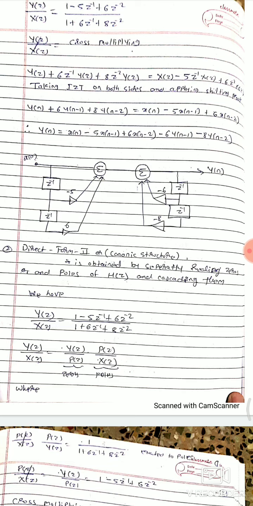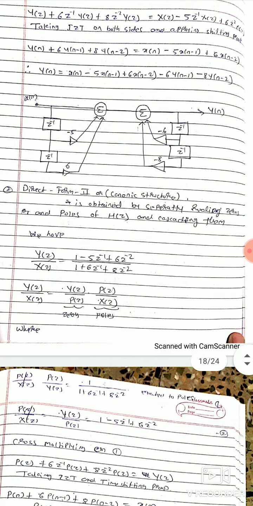Okay, so this is x(n), this is y(n). These are delays with multipliers. This is a summer. With respect to x(n), I am writing on the left-hand side. So you can see minus 5 plus 6 here, the multiplier terms. This goes to this summer, and on the y side, this goes to this summer. Minus 6 plus 8. This is direct form 1.